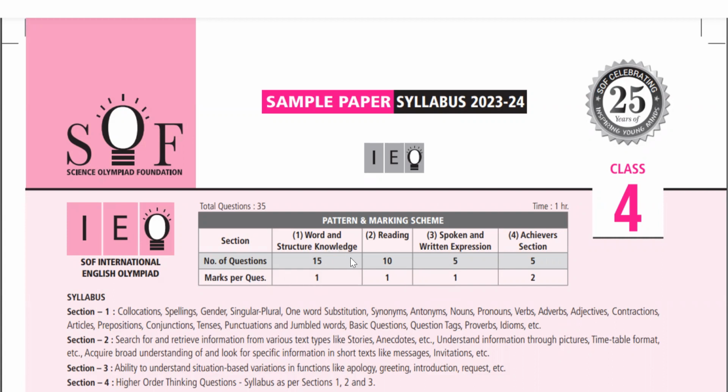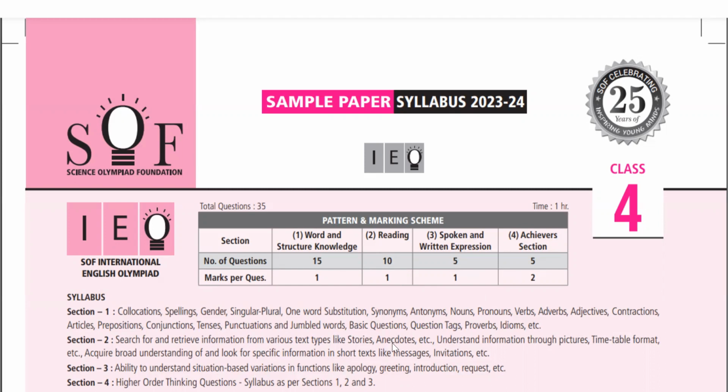Word and structure knowledge: you will have 15 questions, and the marks allotted is 1. Reading: 10 questions, marks allotted is 1. Similarly, spoken and written expression: the number of questions will be 5 and marks per question 1. For the achievers section, you have 5 questions for which marks awarded will be 2.